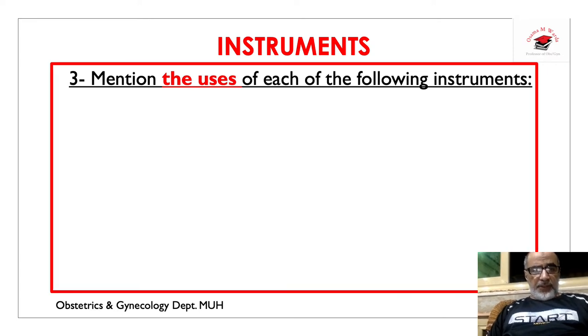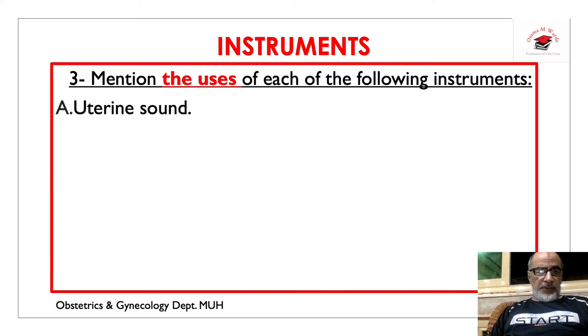Mention three uses of each of the following instruments. Uterine sound: measurement of the cervical uterine canal, getting an idea about the anteversion, anteflexion, direction of the uterus, and to explore the interior of the uterus for polypi or a missed intrauterine IUD.